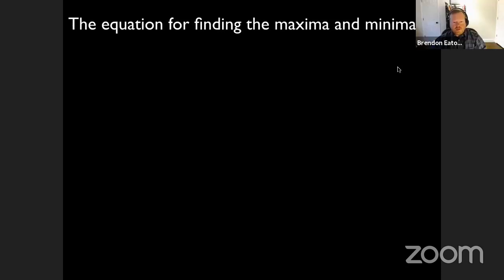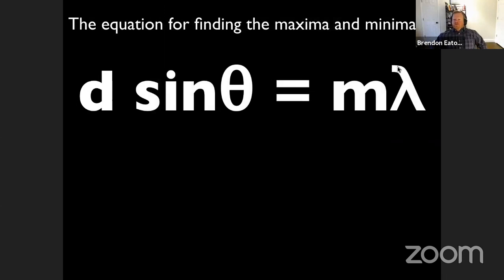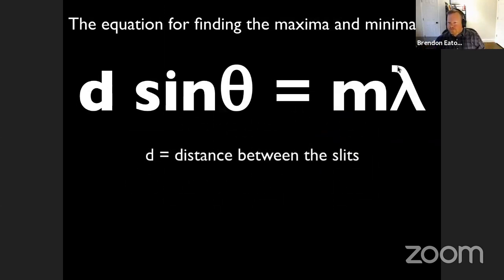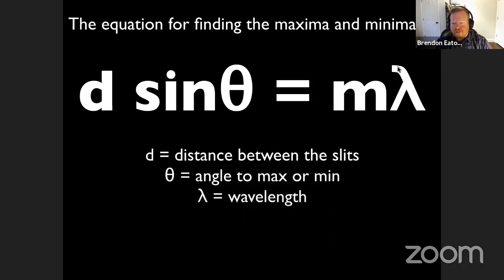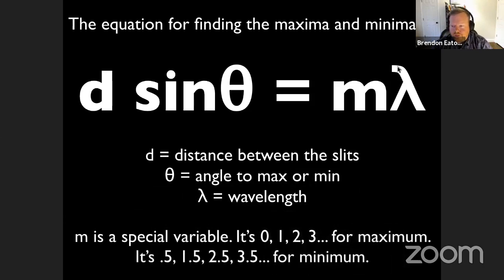All right, and so the equation that relates these to find the maximum minima is d sine theta is equal to m lambda, where d is the distance in between the slits, as you saw in the diagram. Theta is the angle from the central beam to the next beam up, and lambda is obviously wavelength as usual. And as Mr. Mancino said, m is a special variable, and it's the number of the maxima or minima. So maxima, you'll notice, is a whole number. It's 0, that's the central beam. The next beam out is 1, next beam out's 2, next beam out's 3. That's where you see the bright spots.